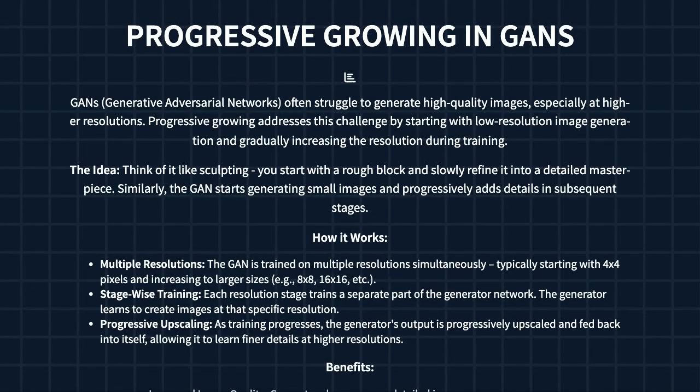Okay, let's talk about a really clever technique called progressive growing in GANs. Basically, traditional GANs can have trouble creating high-quality images, especially when you're trying to get super detailed results. Progressive growing is like building an image step by step. The GAN starts by learning how to create small, simple pictures, maybe just four by four pixels. Then, as it trains, it gradually adds more detail and increases the size of the images. It's almost like sculpting, starting with a rough block and slowly refining it into something amazing. This approach helps stabilize training, speeds up the process, and ultimately leads to much better image quality overall.